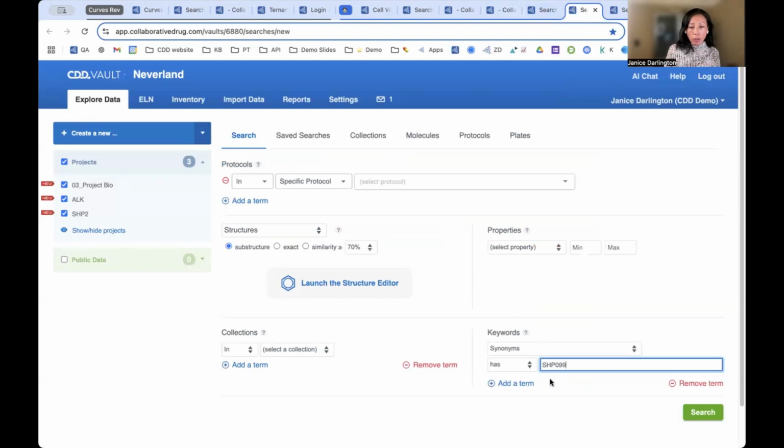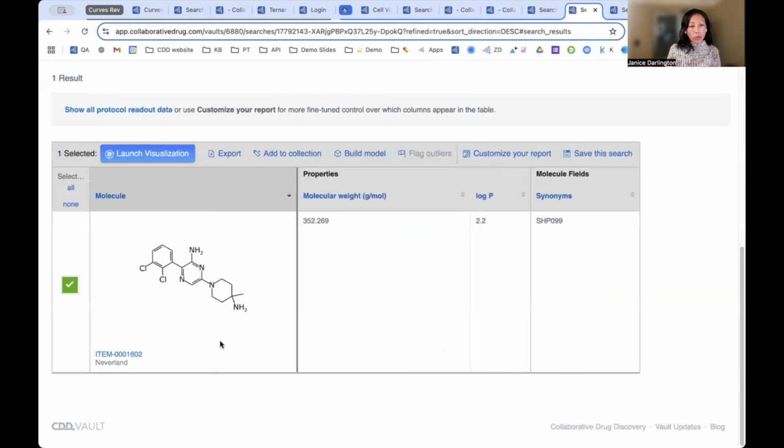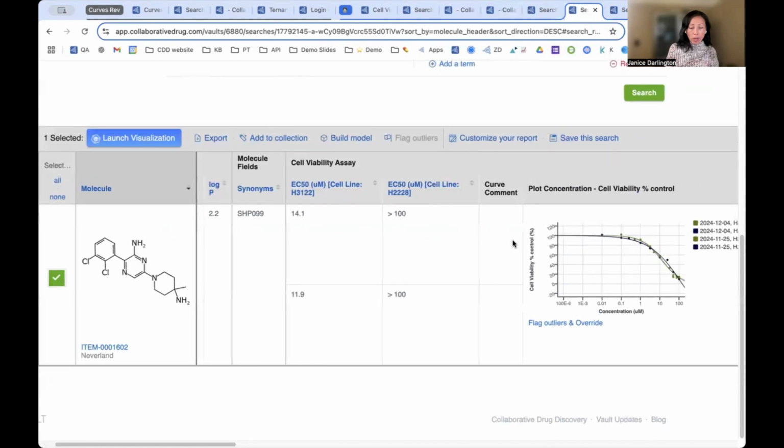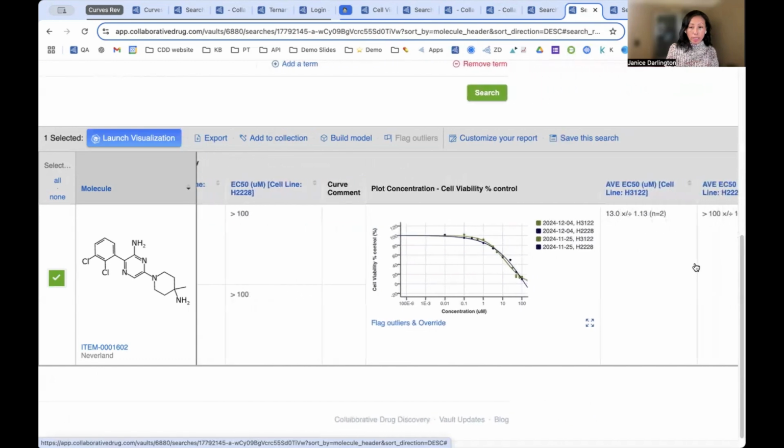I am well aware of SHP-099 being involved with two different targets, my ALK positive cells, so my ALK project, and my SHP2 project. I've done a synonym search for SHP-099 to pull in that compound. I don't know what data I have available for it, but I'll show all protocol data. When I do that, my cell viability assay does come up.